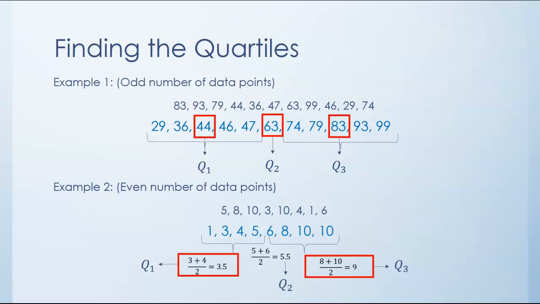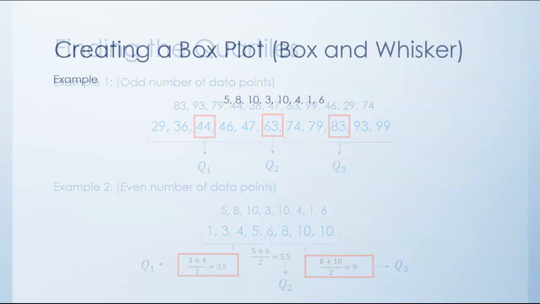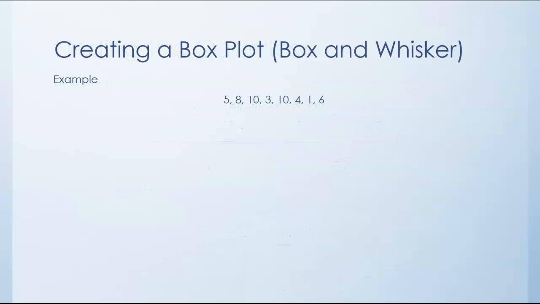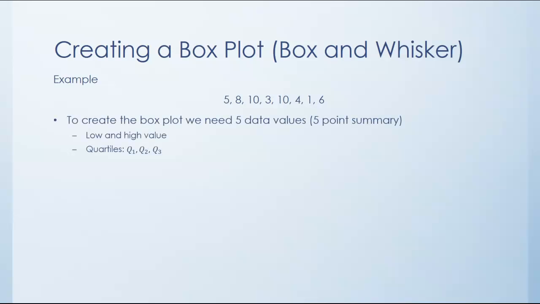Now, the other really cool thing that you can do with this is you can actually do a box and whisker plot, and we use our Q1, Q2, and Q3 to create our box and whisker, as well as our low value and our high value. So I'm using the exact same data set we just talked about. So we already know all of those values. Our low value is going to be 1. Our high value is going to be 10. So we get the low at 1, our Q1 at 3.5, our Q2 at 5.5, Q3 at 9, and our high at 10.